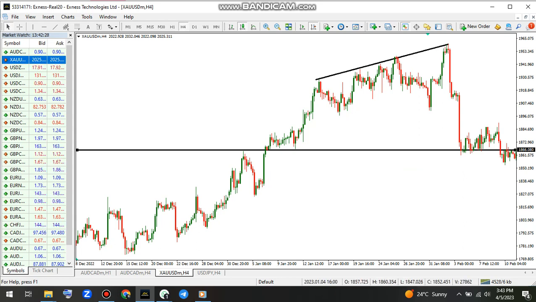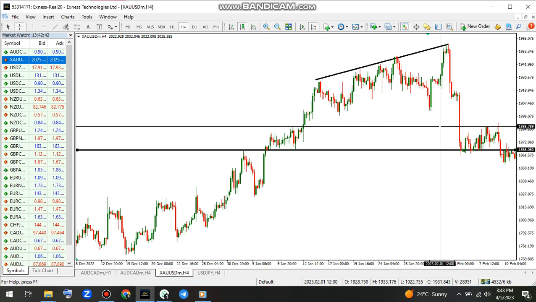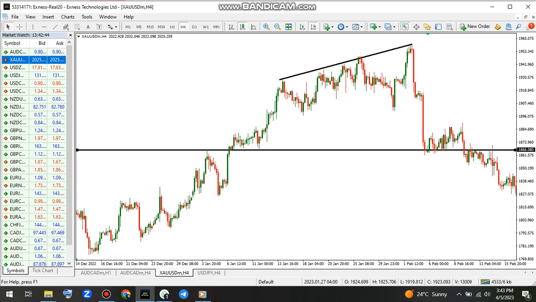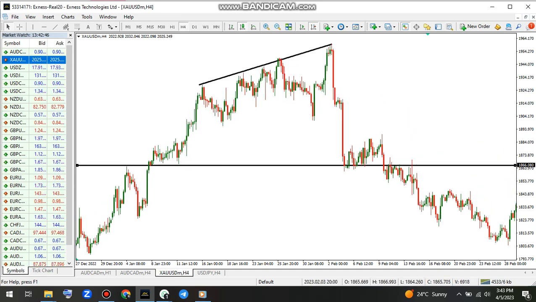Here you can see we have a broken resistance. It became a support here. The market moved. Here you have the first time. This is a 4-hour time frame. This is the first time the market returned. This is the second time the market returned. The reason for the market to turn here is based on the left hand side. Now, what is it that I want to show you? Look at this. The market went up a little bit, and then here we have a breakout.